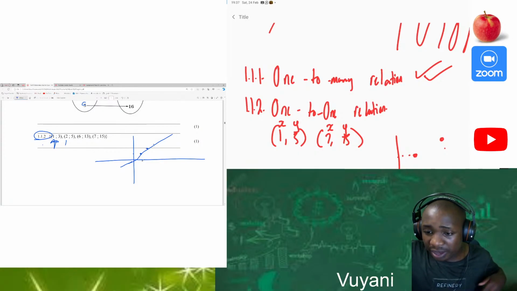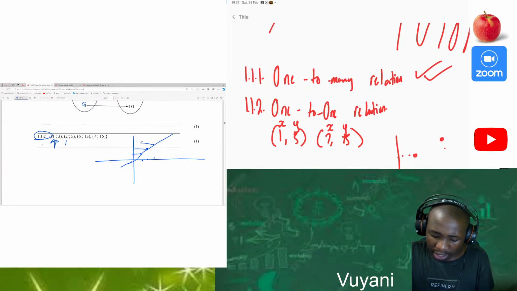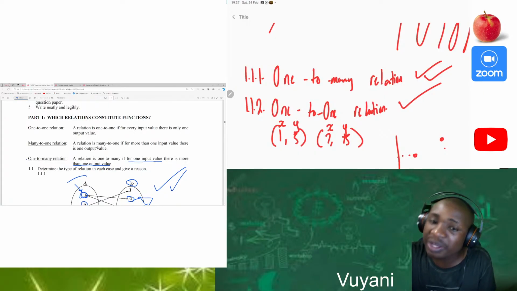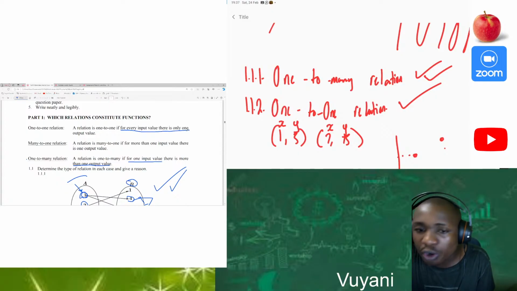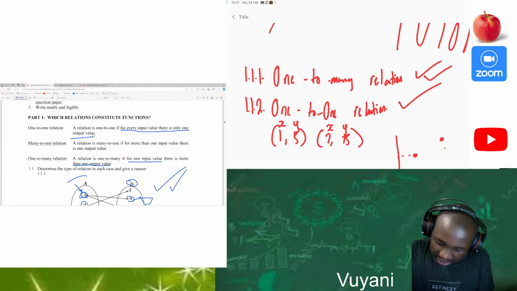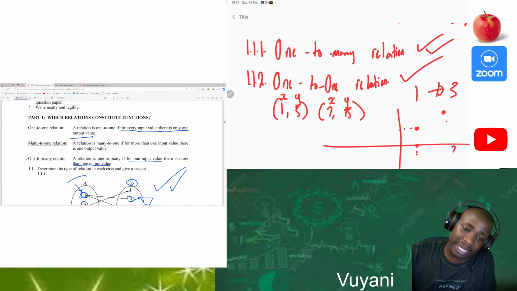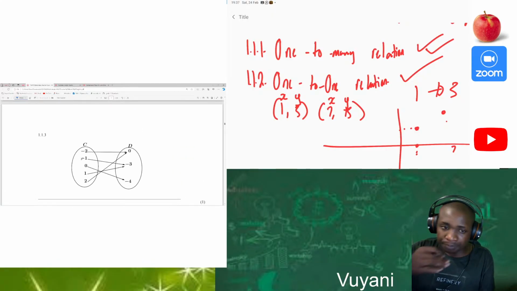So you can see that we have one input and it is also producing one output. One input, one output, one input, and also one output. So that's why we are saying this is a one-to-one relation. According to the definition, when you're giving the reason, you can say that it is because for every input value, there is only one output value. You can see that 1 is producing only one output value, which is 3. Then after that, you are done and you are ready to move forward.